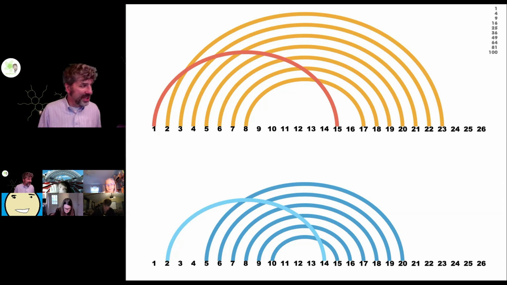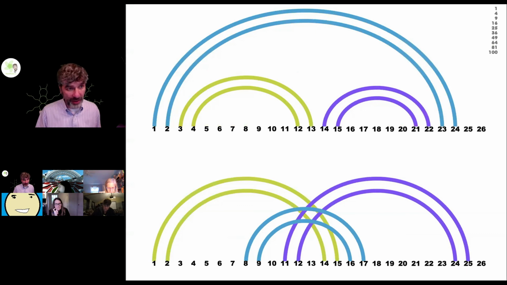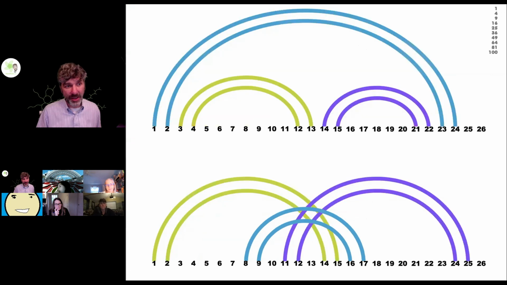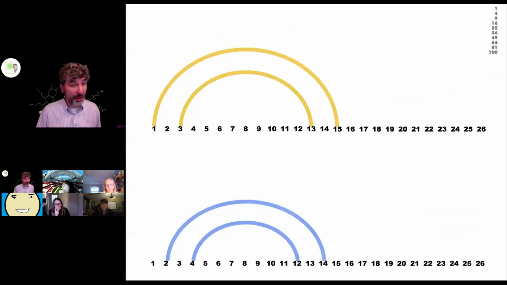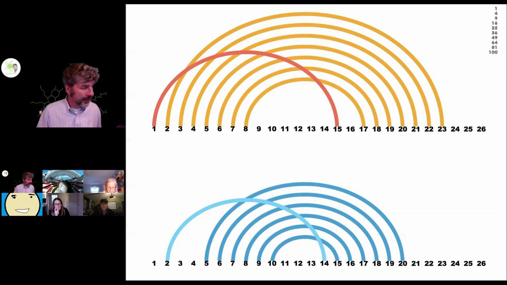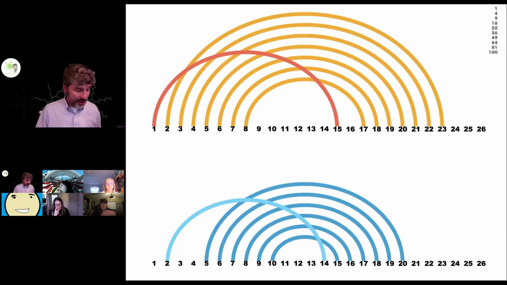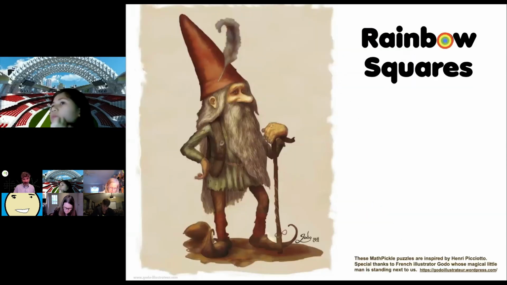If you would like to try, this puzzle is easy. I'm giving you some hints. This puzzle is more difficult, and this puzzle is very difficult. And those are the 6 different solutions to the numbers 1 through 26. Is there a link to the slide? If you go to MathPickle, you can find this under Rainbow Squares, this PDF. Yeah, 14 works. There we go.